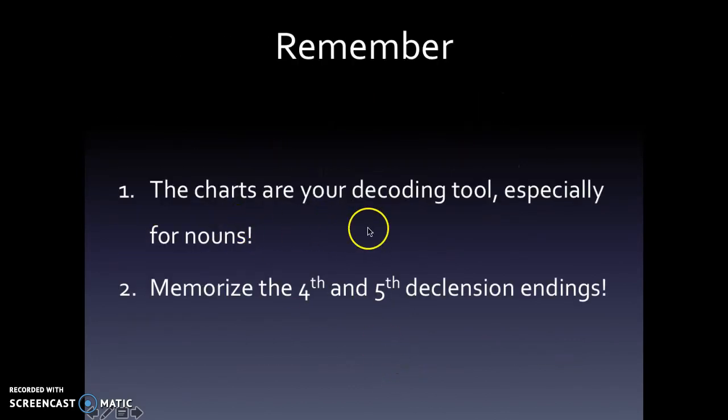So remember, the charts are your decoding tool, especially for nouns. If you do not know your charts, you are not going to be able to tell what a noun is doing in the sentence other than by purely guesswork. Memorize the fourth and fifth declension endings. Don't be overwhelmed by this. Remember, there are several similarities between the first, second, and third declensions and the new ones. Recognize those similarities to make the task easier.